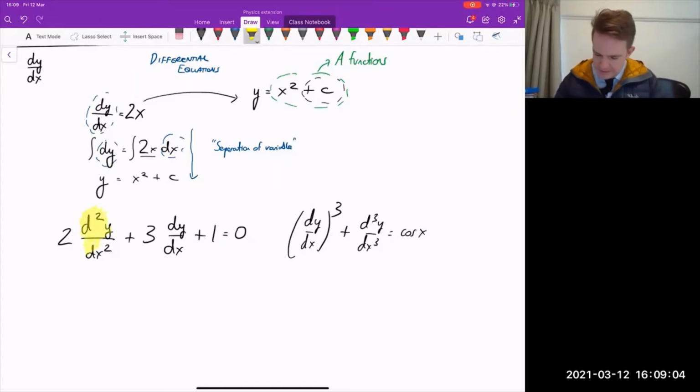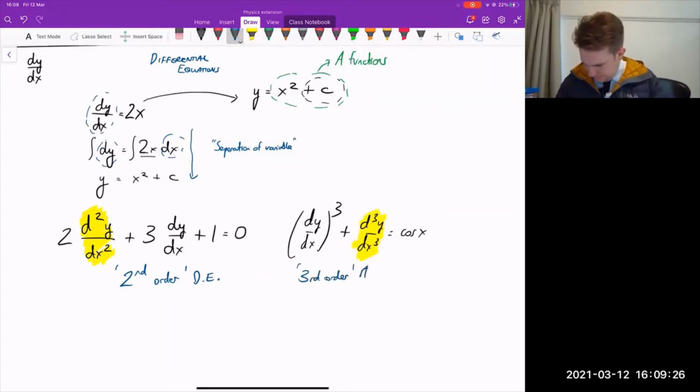a second derivative, and that means it's called a second order differential equation. And this one on the right hand side is more complicated because it has a third derivative, so it's third order, and it has a power of a derivative. It's (dy/dx) all cubed. So it's also non-linear.